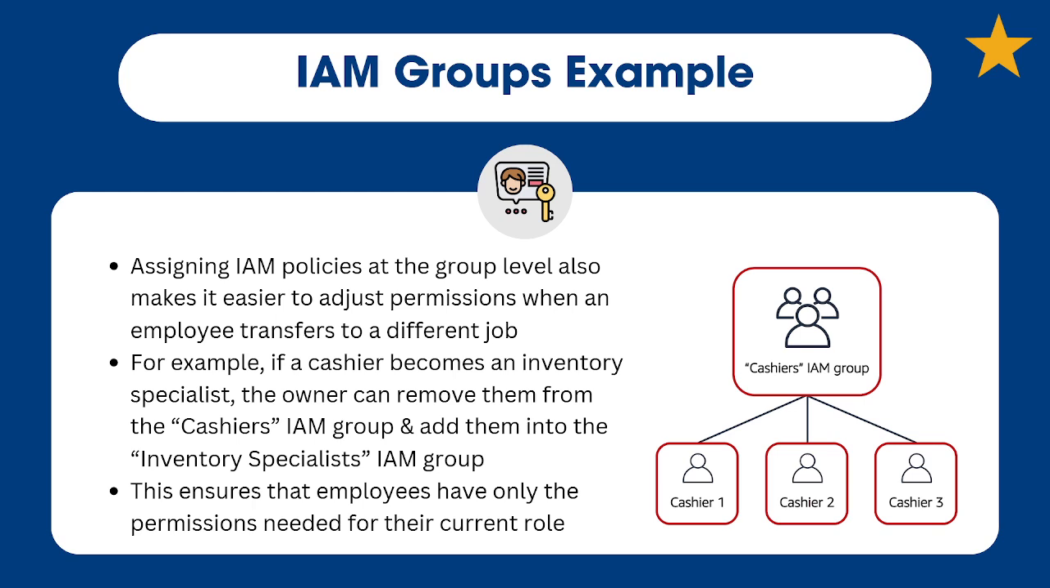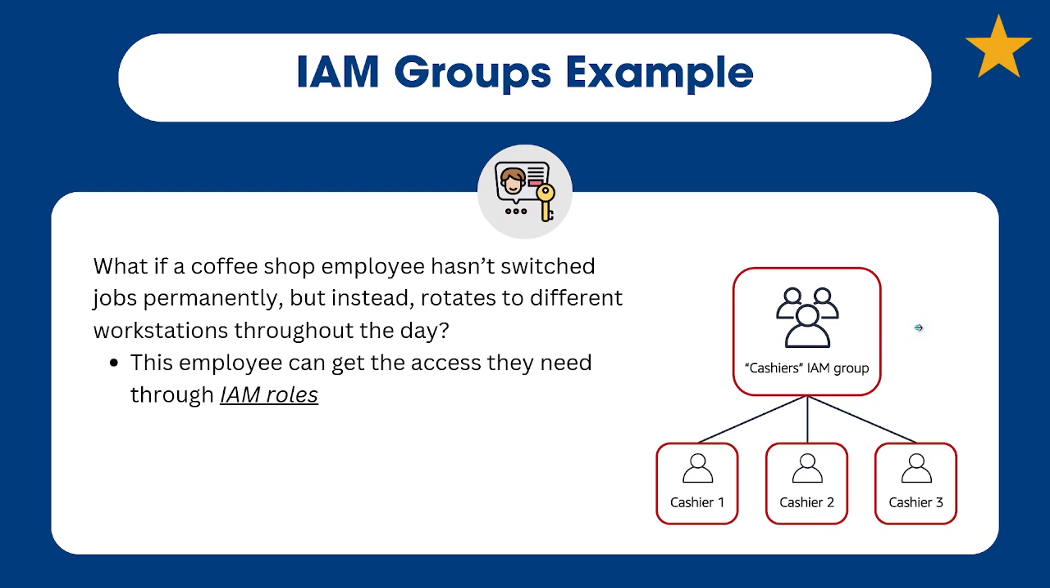It'll cascade down. So for example, if a cashier becomes an inventory specialist, the owner can remove them from the cashier's IAM group and move them to another group called inventory specialist. So it's not just changing the individual group, transferring people between groups is a lot easier, right? So it's going to make it easier to assign those policies and to make changes to particular users' permissions. So this ensures that employees have only the permissions they need, right? Remember the principle of least privilege.